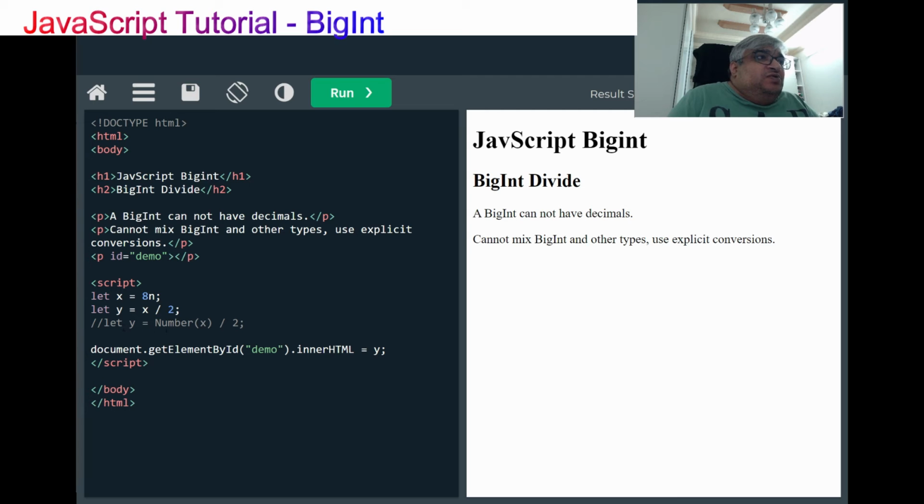So what we need to do is an explicit conversion. We need to convert x to a number, and then this will work. Okay, so let's remove this part and uncomment this, and now see, we have answer 4, right? And if I had 7 here, it will be 3.5. So that's an interesting concept you have learned here. Keep remembering it, right? Okay, so let's move forward.